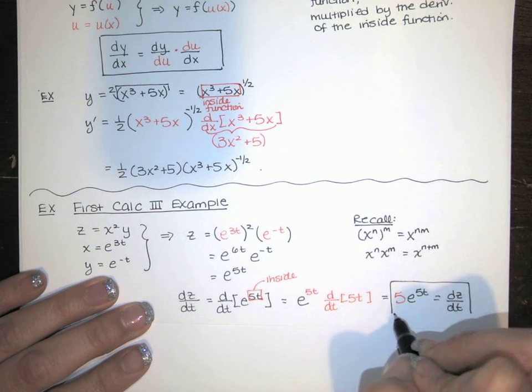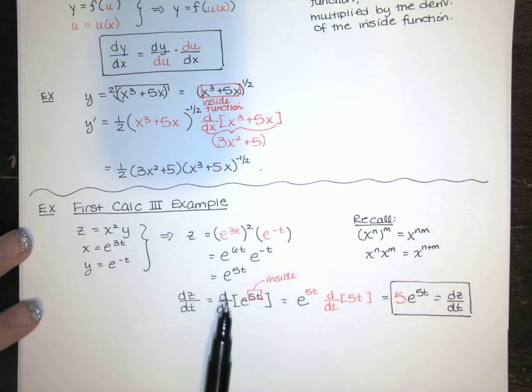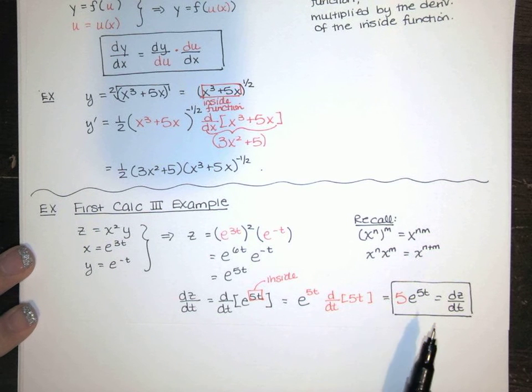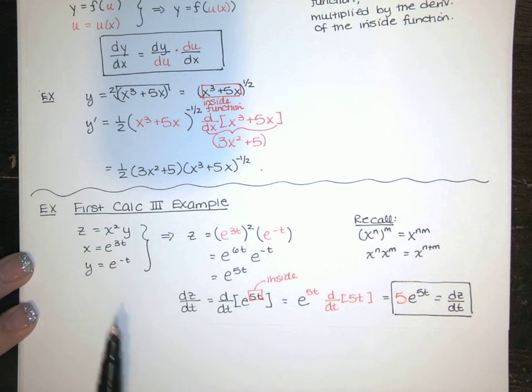So that's one way of finding dz dt. Now I'm going to show you another way, and you're going to say, why on earth would I ever do that? Why can't I just substitute and do this every time? You're right, you could. But it's very important that we understand how the chain rule works so that we can use it to derive other formulas and facts. So now I'd like to show you that we get exactly the same answer, 5 times e to the 5t, using the Calculus 3 chain rule for functions of two variables.